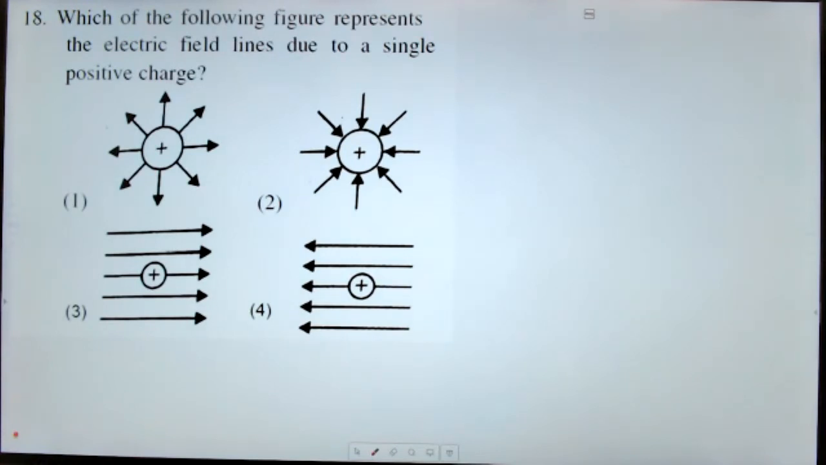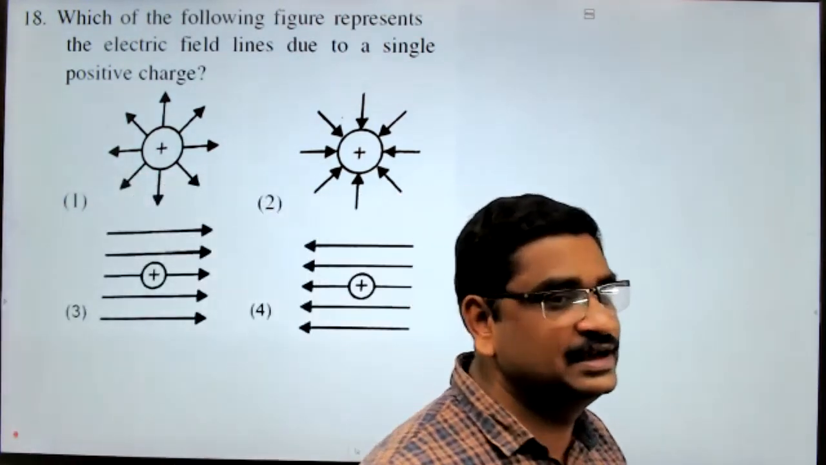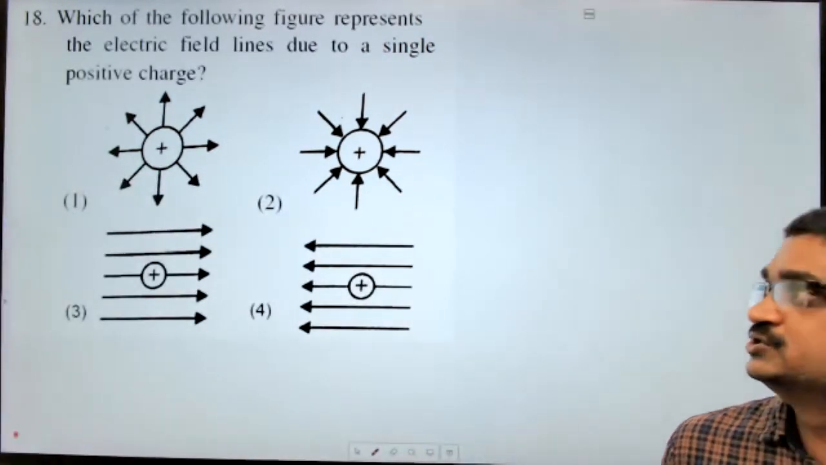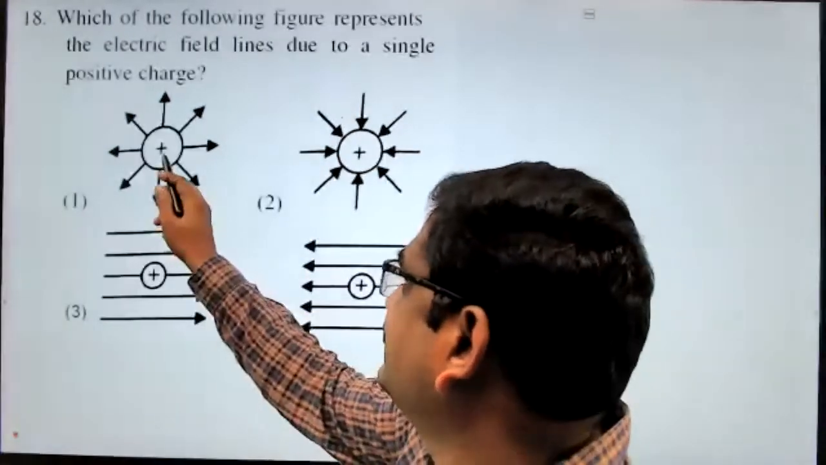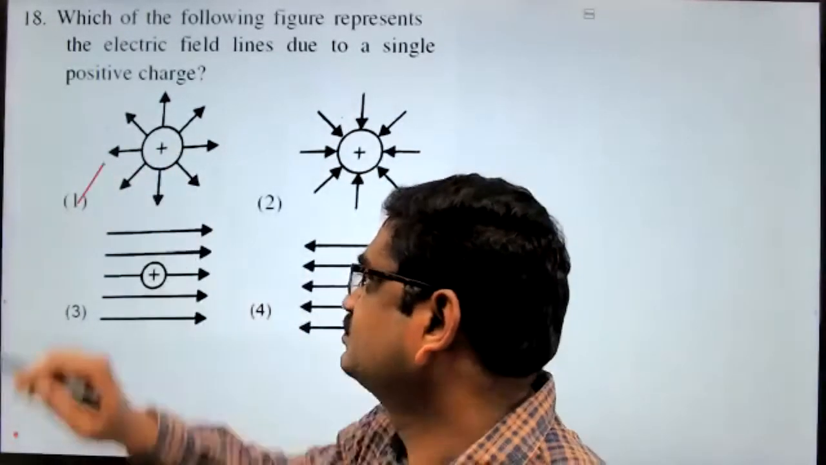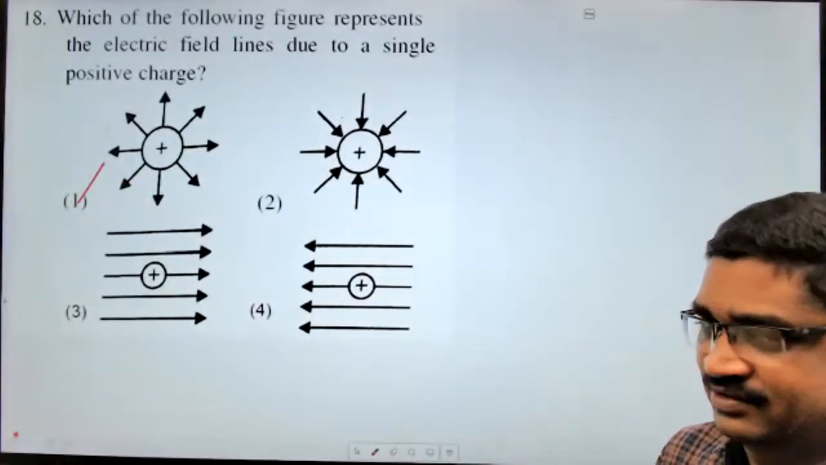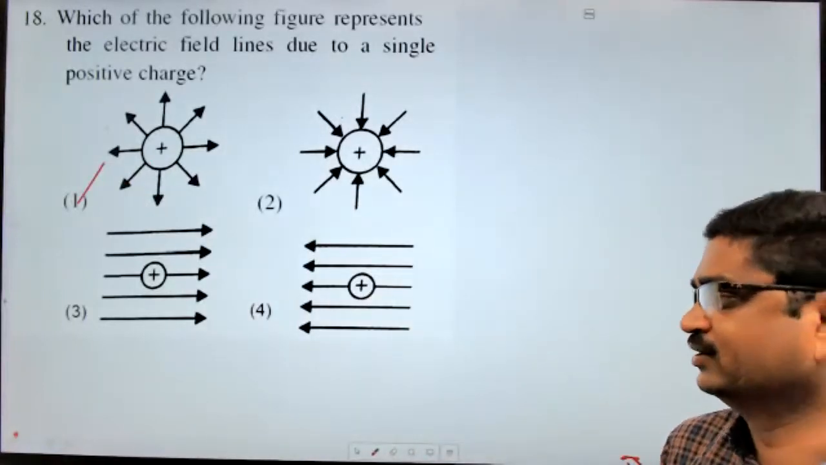Next, which of the following figures represents the electric field due to a single point positive charge? For a positive charge, the electric field lines should be away from the positive charge. So the first option is the correct one. He is asking only about the electric field lines.